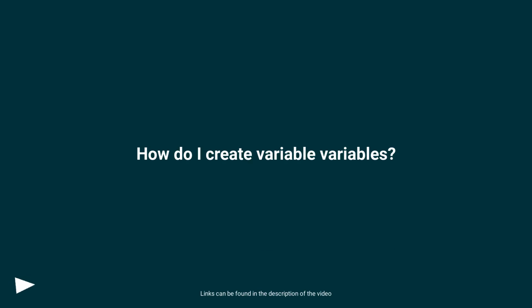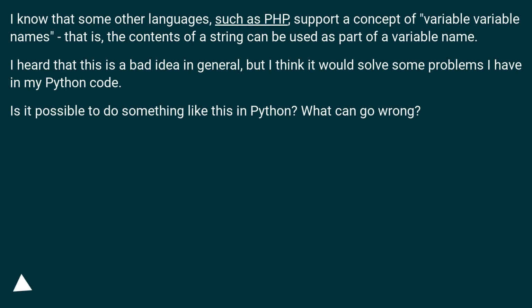How do I create variable variables? I know that some other languages, such as PHP, support a concept of variable variable names, that is, the contents of a string can be used as part of a variable name. I heard that this is a bad idea in general, but I think it would solve some problems I have in my Python code. Is it possible to do something like this in Python?